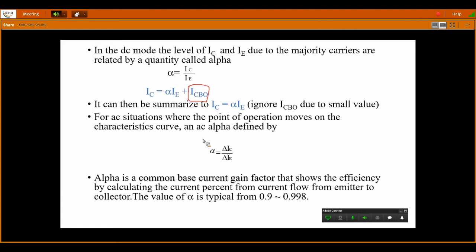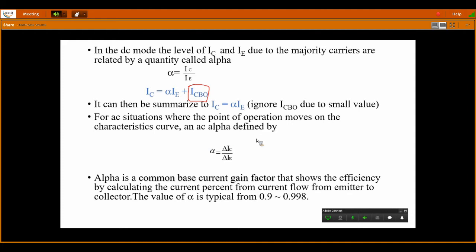Now for an AC situation, if I am applying an AC signal in addition to these DC signals, the current gain can also be written, sometimes called HFE, as alpha is equal to delta IC divided by delta IE, the change in IC with respect to the change in IE. So alpha is the common base current gain.